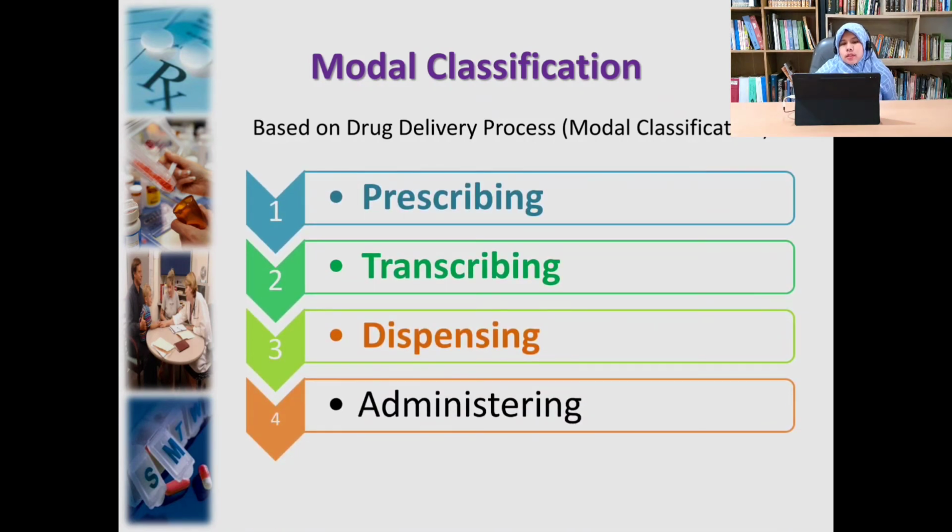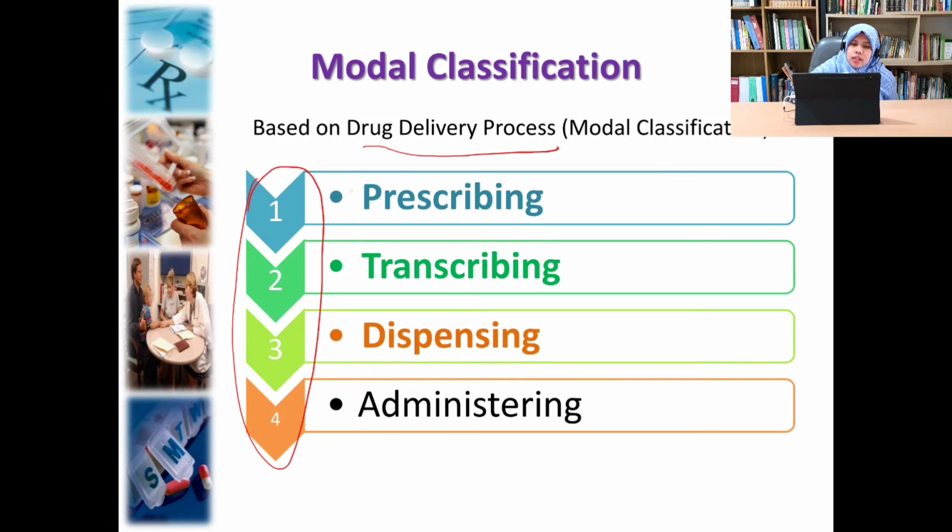The third classification is model classification. This is based on the drug delivery process. There are four types of model classification based on the drug delivery process. So the medication error can occur in every step of this process. It can occur in the prescribing step, transcribing step, dispensing, and also administering.